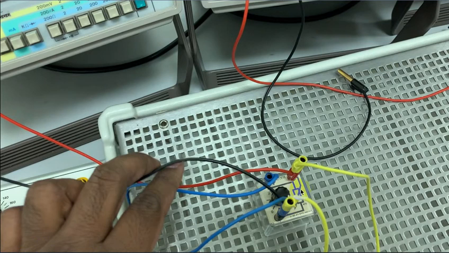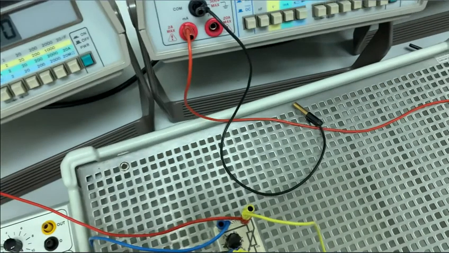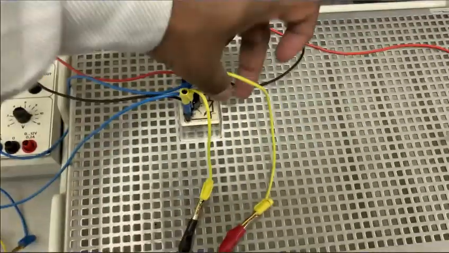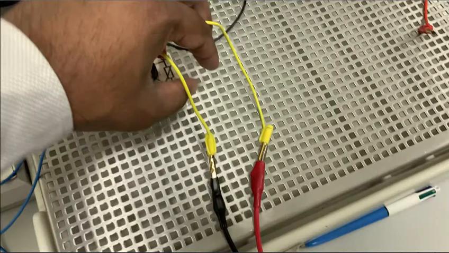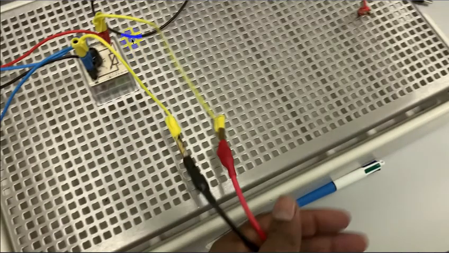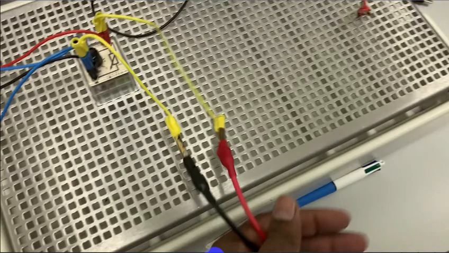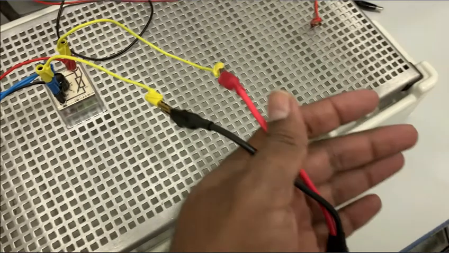From this to voltmeter, and this to voltmeter, and from this yellow wire we will connect to the CRO. You can see this point is connected to the red, and the black one is connected to the common, 0. The red is connected to one end of the potentiometer.